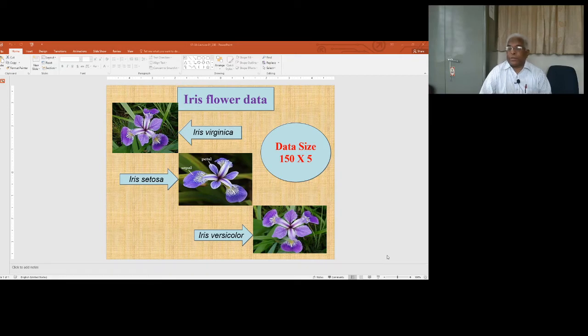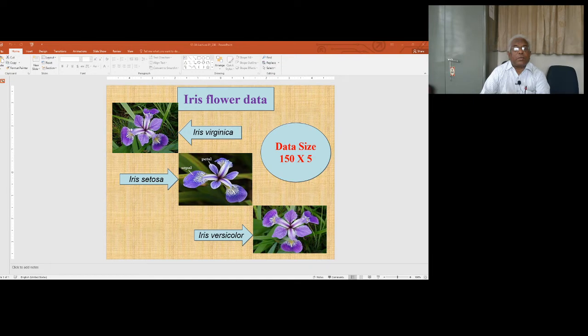Okay, friends, I will start with a discussion on iris flower data. Whenever you start learning data science, data analytics, or machine learning, this is one of the interesting and important datasets that one should go through. Iris flower data. You know the iris flowers. This is the slide which I am showing.